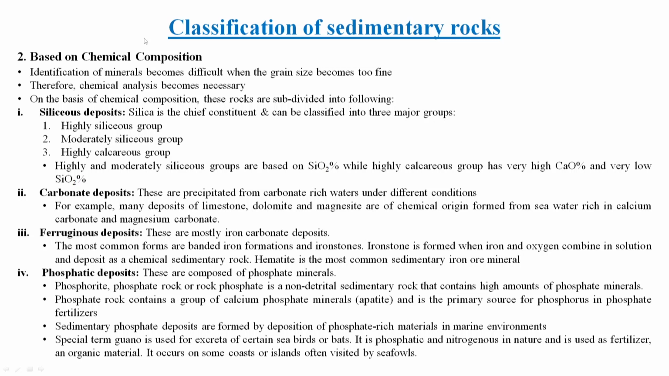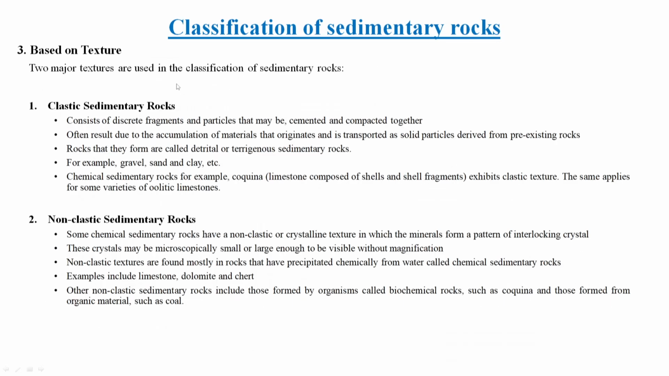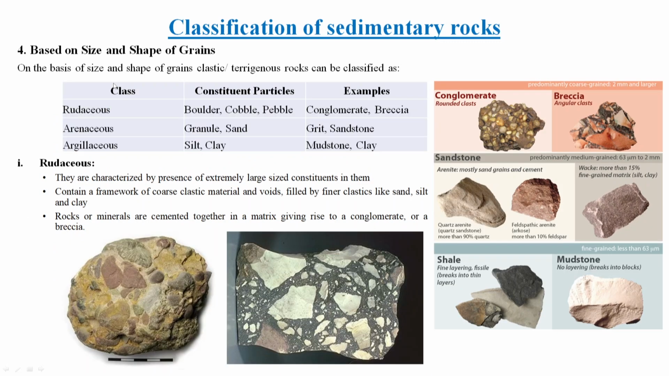Then you also have classification based on chemical composition, based on the percentage of silica: siliceous deposit, carbonate deposit, ferruginous deposit and phosphatic deposits as well. Then based on texture, like I was mentioning, you have broadly two classes, clastic sedimentary rocks and non-clastic sedimentary rocks. So based on that, you can have these two broad groups, based again on size and shape of grains, like we discussed in texture.